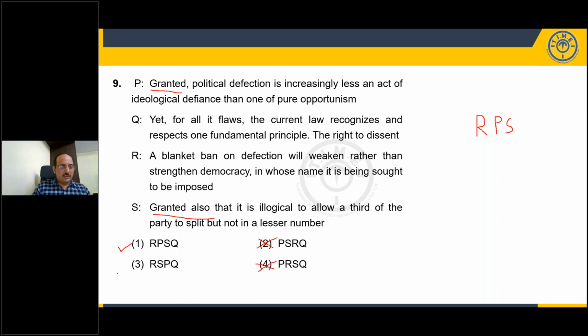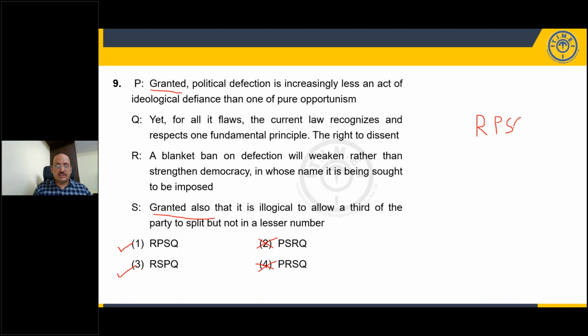So a blanket ban on defection will weaken rather than strengthen democracy, in whose name it is being sought to be imposed. So it will weaken rather than strengthen democracy. P and S tell us why is it so. The fact that it is now one of opportunism, it's illogical, but yet for all its flaws, it recognizes a central idea, the right to dissent.